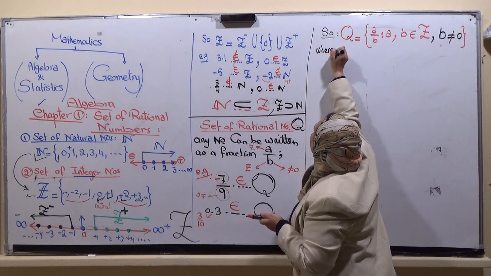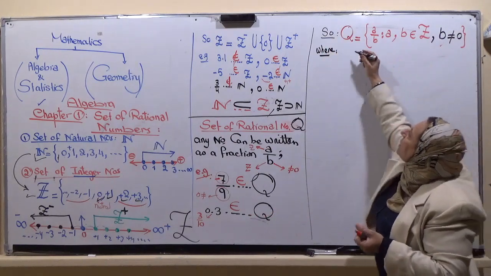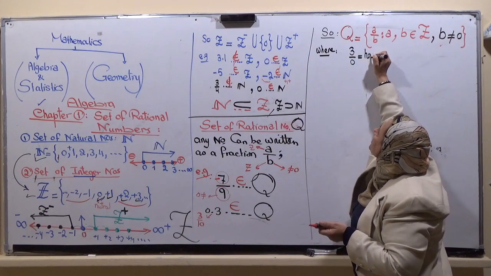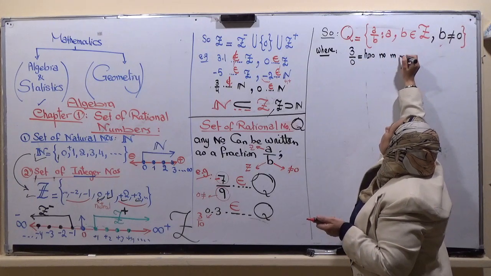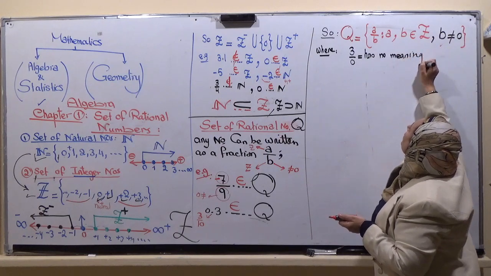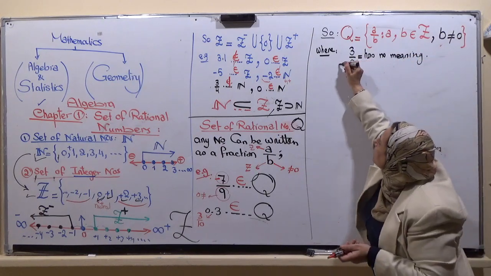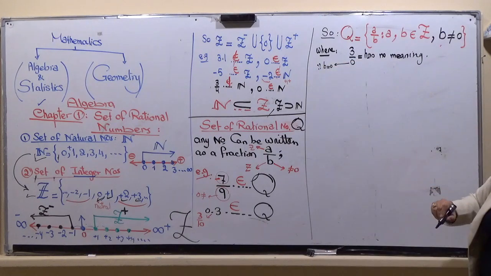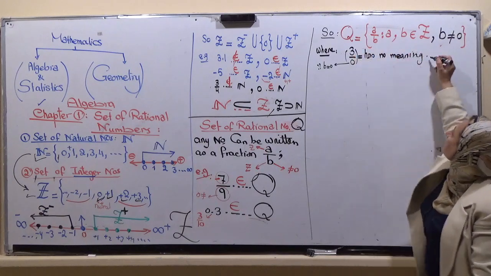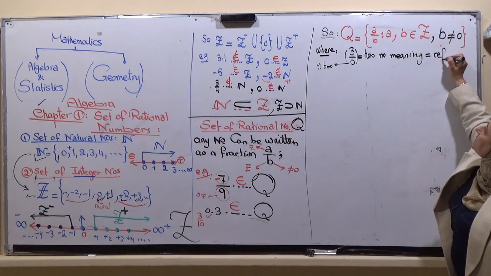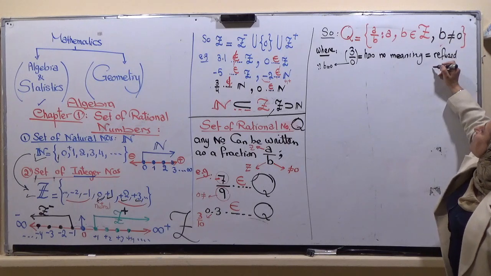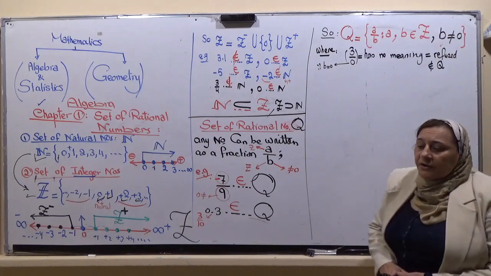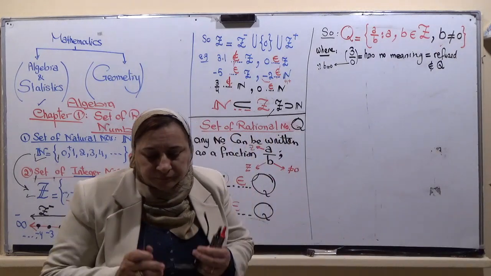For example, 3 over 0 has no meaning, because here B equals 0. This is a problem. So this is refused, and this does not belong to Q. Very good. Let us go on.